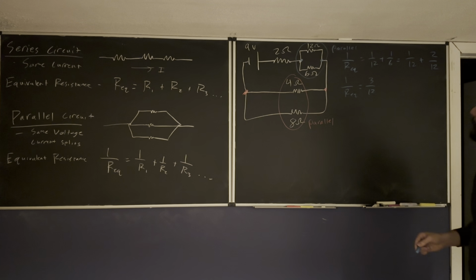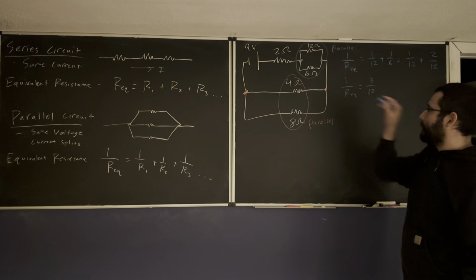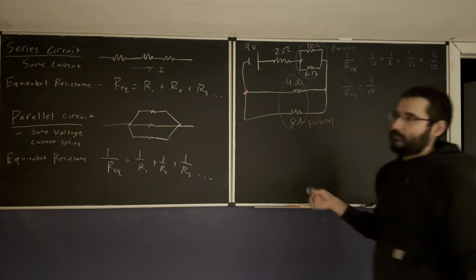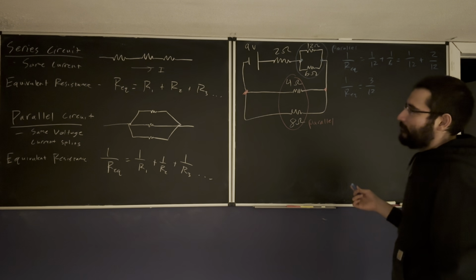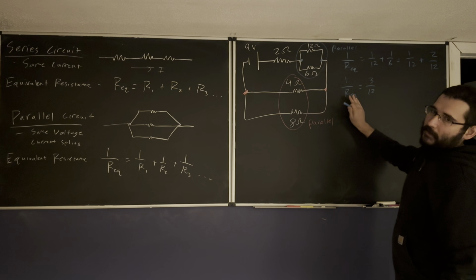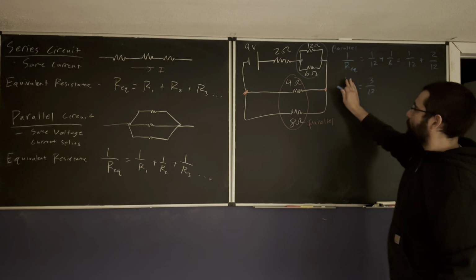What I recommend doing is flipping it before you actually simplify, so you don't forget that step. Basically, what I mean is we're solving for REQ, the equivalent resistance. We're not solving for 1 over the equivalent resistance. We're trying to find the equivalent resistance.